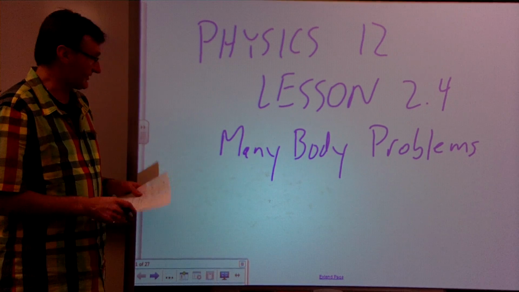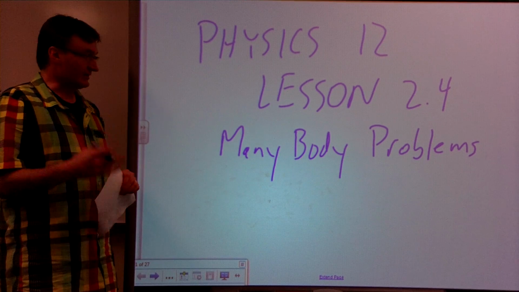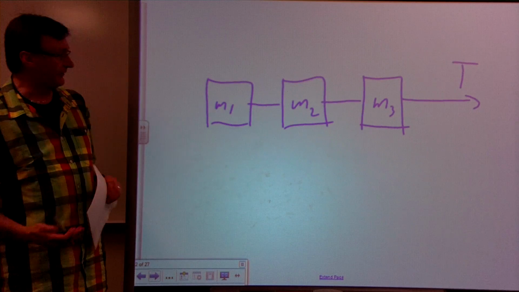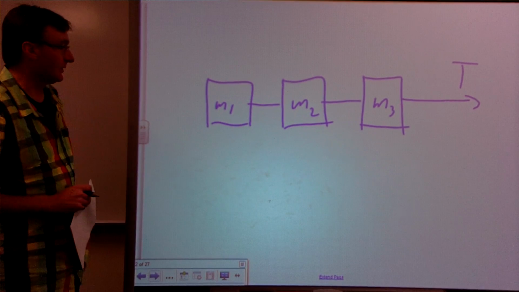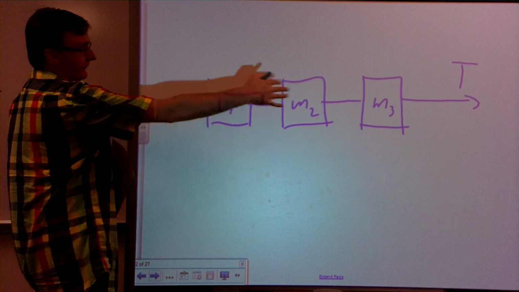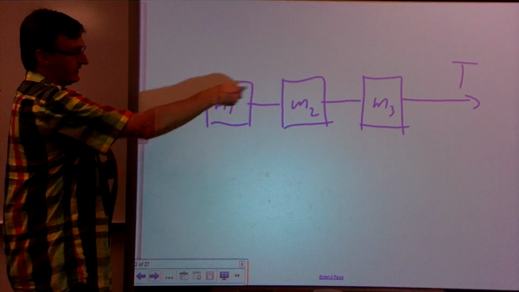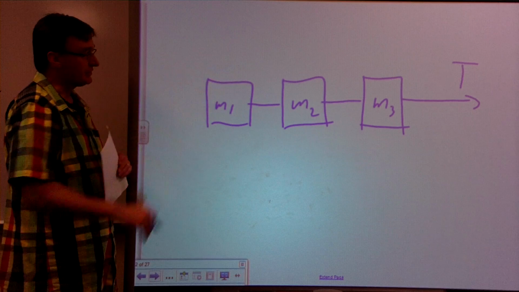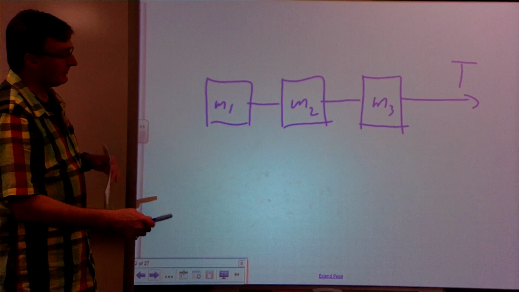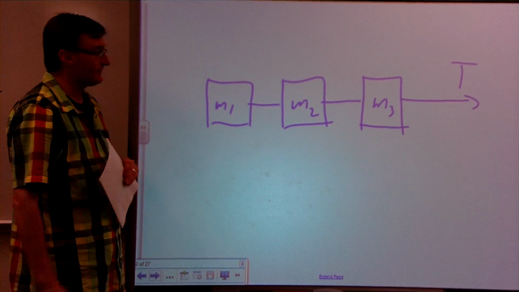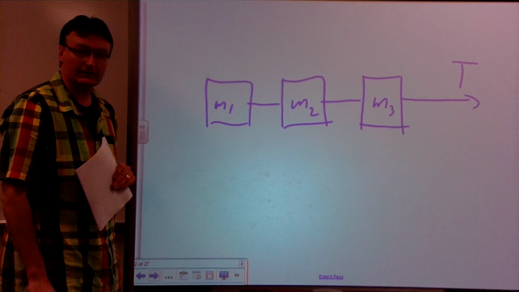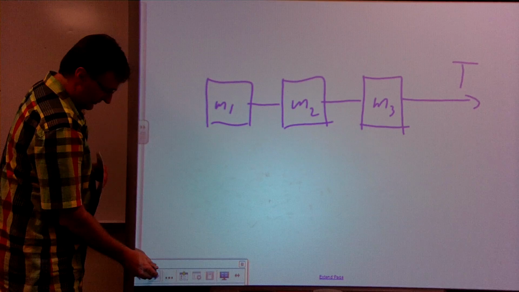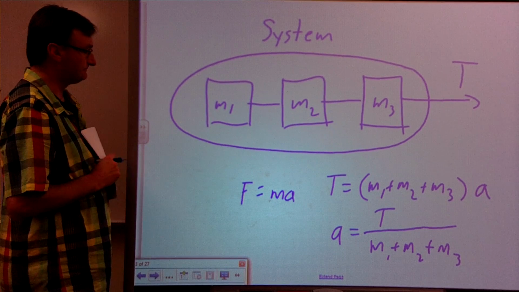Today we're looking at lesson 2.4, which is what's known as many body problems. What that's referring to is something like this, where you have a few objects that are attached together with strings, and force is being applied to them, and you need to determine the acceleration of each of the different objects and the different masses, and also the tensions in the strings between them.